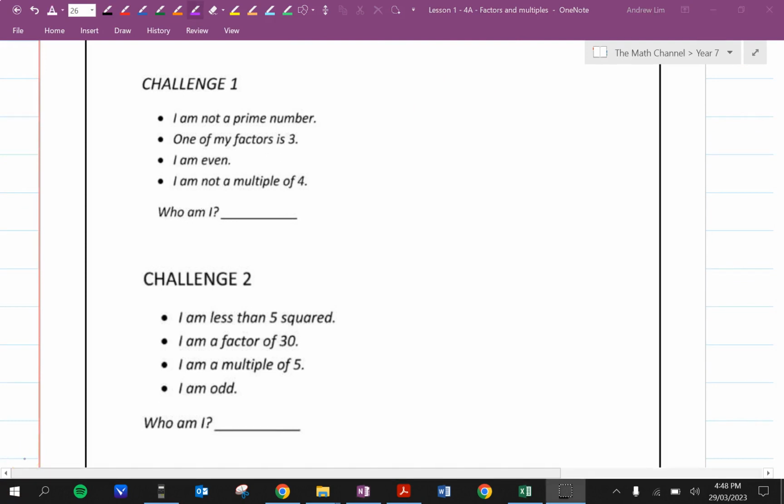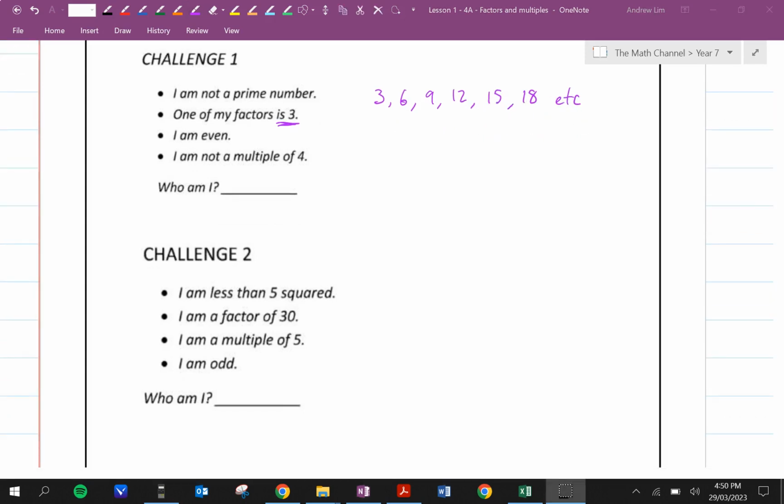Okay, so for challenge 1, I am not a prime number. One of my factors is 3. I am even. I am not a multiple of 4. So what I would do is I would probably start with this here. One of my factors is 3. So I'll start with 3. I'll do the multiples of 3. 3, 6, 9, 12, 15, 18, etc. Alright. Now it says I am not a prime number, so it cannot be 3.